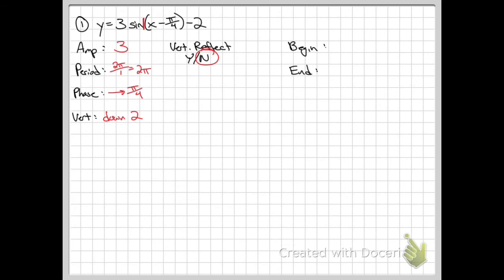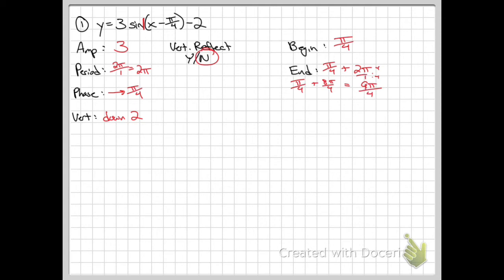So I would begin at right pi over 4. Right is positive. And I would end at pi over 4 plus the period. So pi over 4, this is over 4, plus 8 pi over 4. I'm going to end at 9 pi over 4.